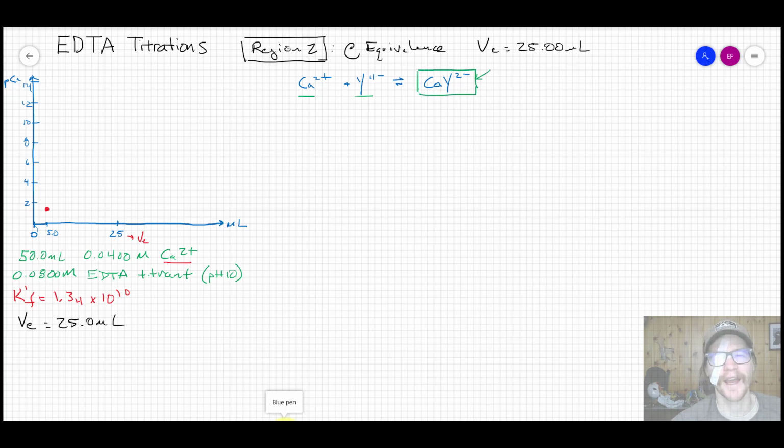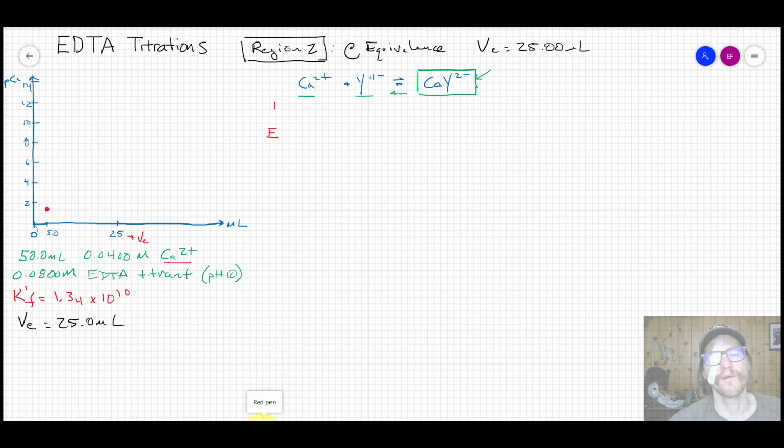So this is what we have in solution at the moment that we've added all of our EDTA. Well, what's going to happen? This thing is going to fall apart. It's going to dissociate, and this equilibrium is going to trickle backward by some very small amount. So we're going to use this expression. We'll have just a little ICE table and account for how much of the CaY2- complex we had initially at the start.